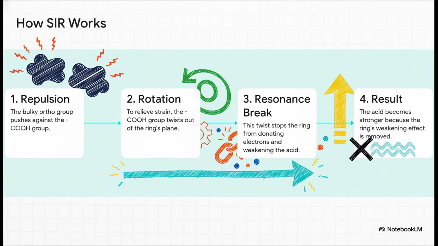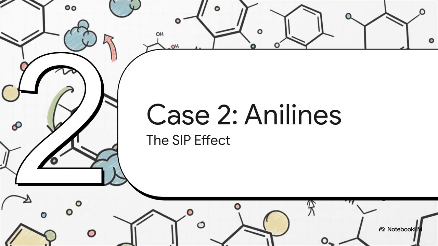The benzene ring is normally electron donating, which, remember, weakens the acid. By breaking that connection, we completely remove that weakening effect. And if you take away something that makes an acid weaker, well, it becomes stronger by default. Okay, so that's how it works for acids.